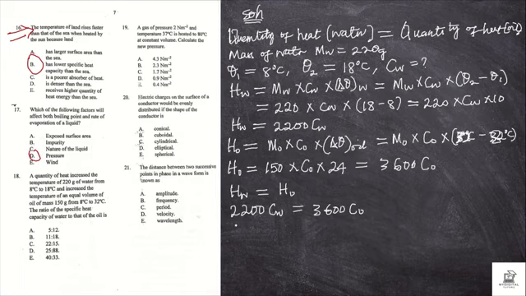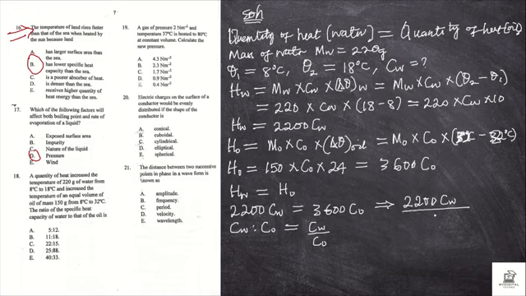So we are actually looking for the ratio of C_w to C_o. That's what we are looking for, which is the same thing as C_w all over C_o. Remember, ratio is a form of fraction. So how do we achieve that? For us to achieve that, we first of all divide both sides by C_o. So I have 2,200 C_w divided by C_o, which will be equal to 3,600 C_o divided by C_o.